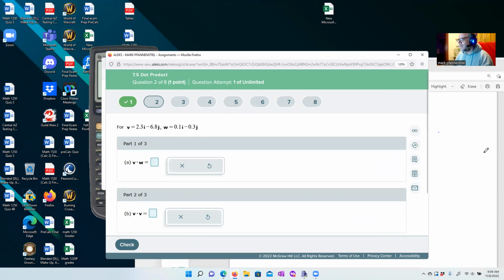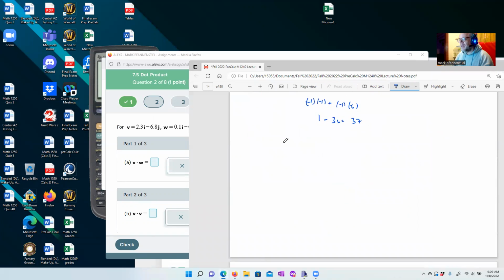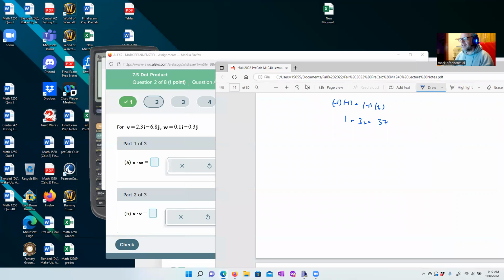So they're just getting us used to seeing vectors in a slightly different format. It looks like the arithmetic is going to be a little bit harder here, but they have 2 vectors. We have v equal to 2.3 i hat minus 6.8 j hat. This is also equal to the vector 2.3 comma negative 6.8. I go with the bracket like that.